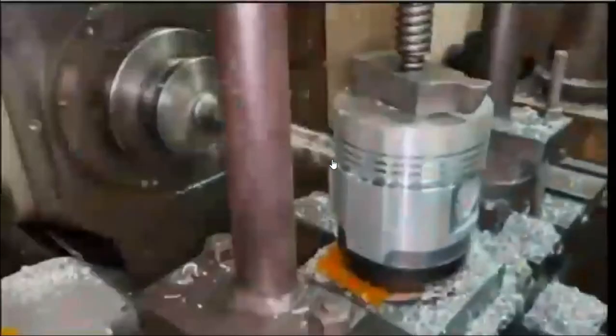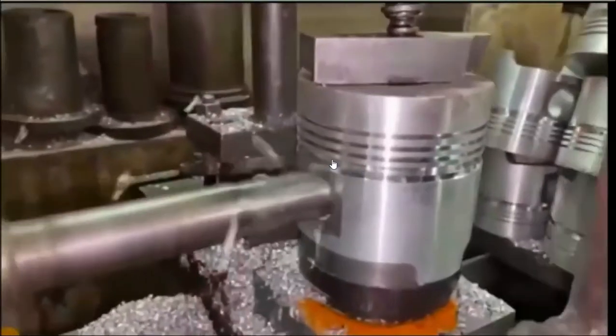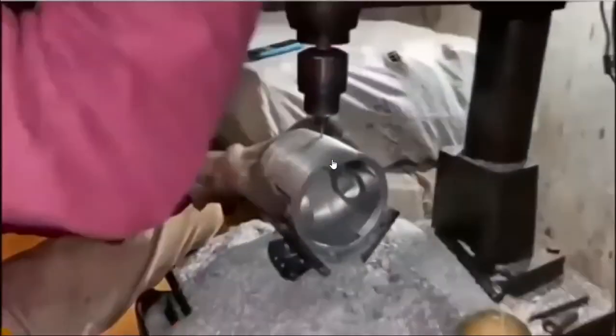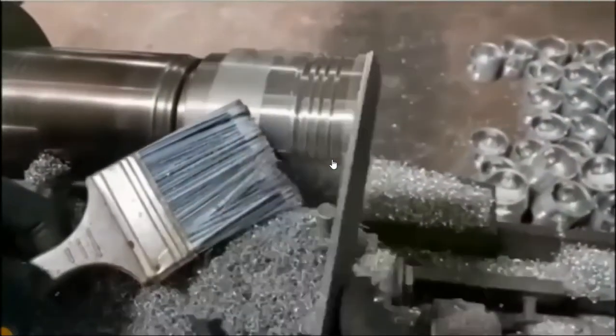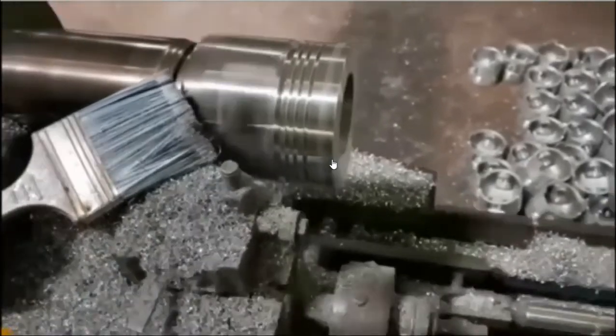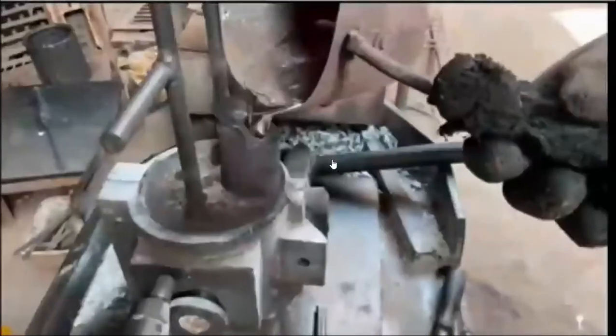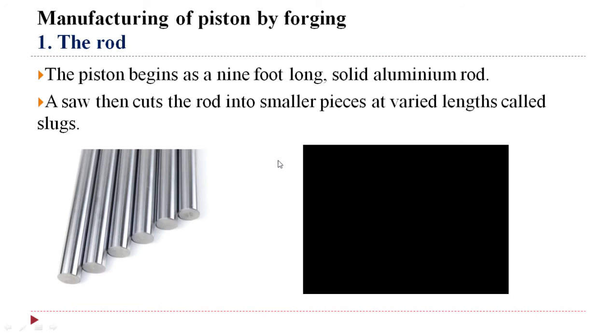Then they drill a gudgeon pin hole by using the reaming method, and oil holes are also drilled by using a drilling machine. And the final size is done by using the grinding method. This is how we make the piston by using casting.